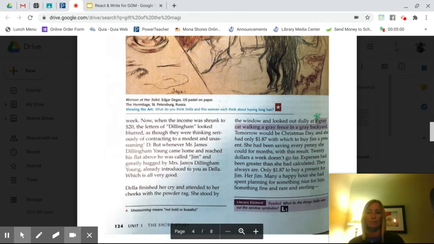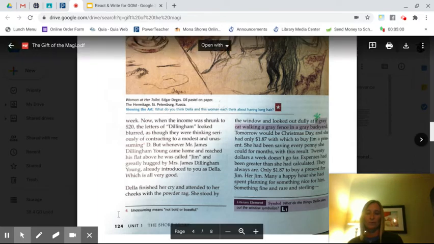Now, when the income was shrunk to $20, the letters of Dillingham looked blurred, as though they were thinking seriously of contracting to a modest and unassuming D. But whenever Mr. James Dillingham Young came home and reached his flat above, he was called Jim and greatly hugged by Mrs. James Dillingham Young, already introduced to you as Della, which is all very good.